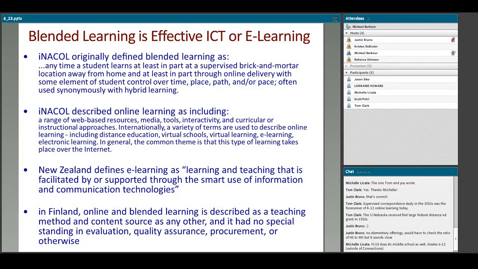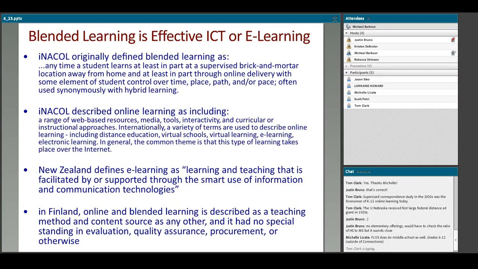Three or four years ago, when they were doing their international study, looking at what was going on in the field of online learning, they used this to describe online learning. So in the survey that was sent out to each of the ministries or departments of education around the world, this was the description that they used to describe online learning: a range of web-based resources, media tools, and interactivity, and curricular or instructional approaches. Now, if you're doing all of that in a face-to-face environment, that sounds pretty much exactly like their definition of blended learning, if you ask me.